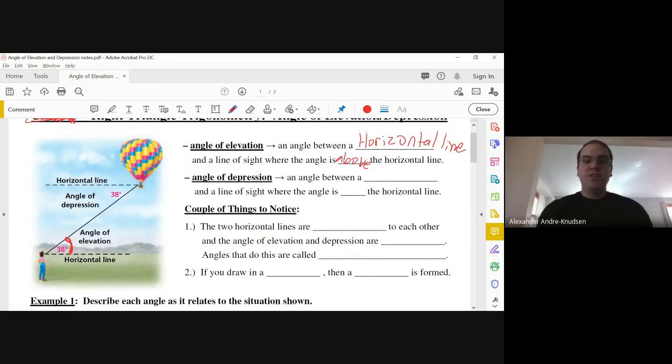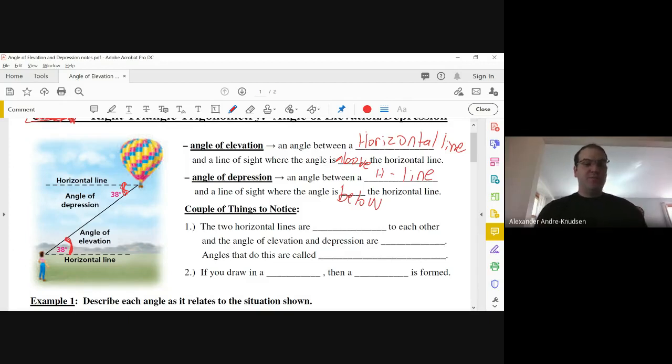The angle of depression is also between a horizontal line and the line of sight, where the angle is below the horizontal line. So our angle of depression is right here. There's that horizontal line, so the line of sight of whoever's in the hot air balloon is down this way. And the horizontal line going out from the hot air balloon, the angle of depression is made in between those two, and it's below the horizontal line.